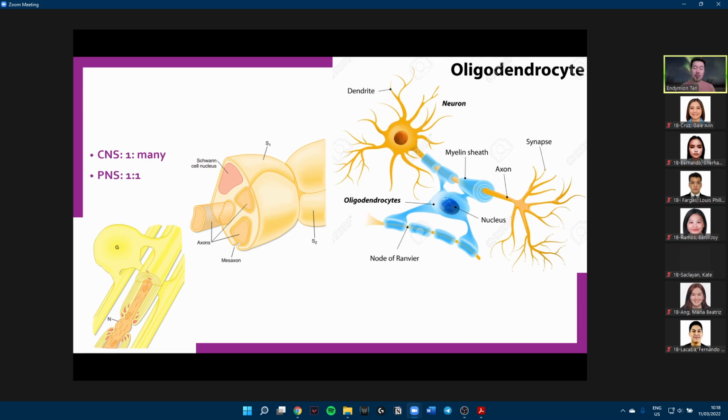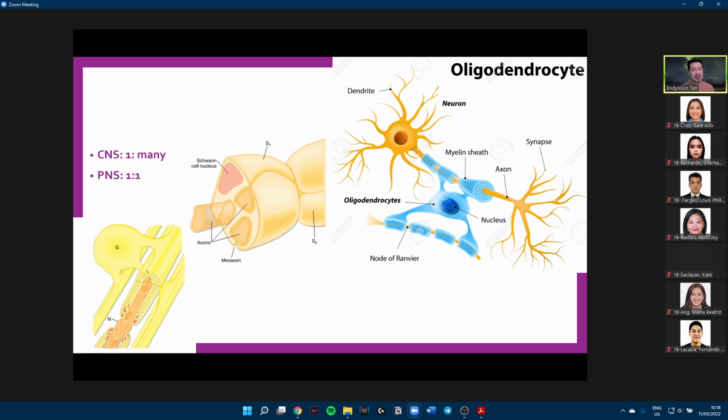Parang sa classroom, one teacher, 1,000 students. Hindi siya ganun ka-efficient, no? Parang sa central nervous system, one oligodendrocyte would give myelin sheath to many axons. So if there's an injury to one axon, hindi masyadong maganda yung recovery. Most likely, you might have permanent damage na, no?